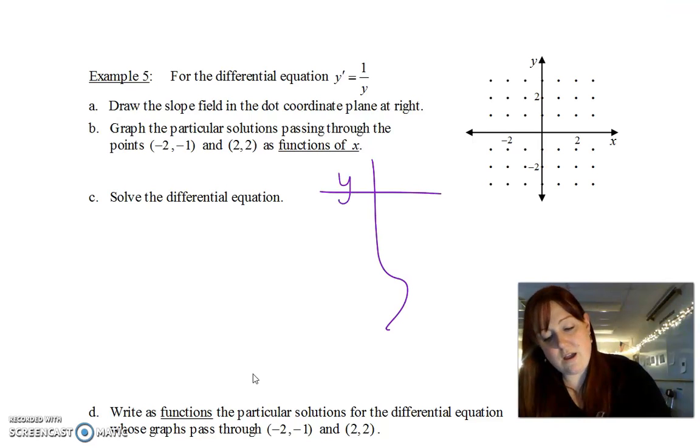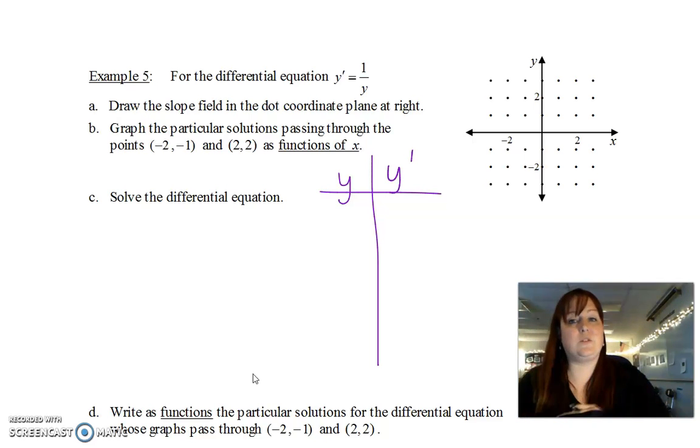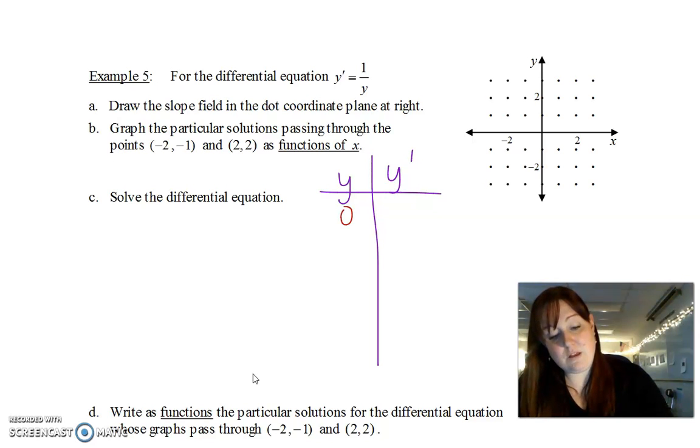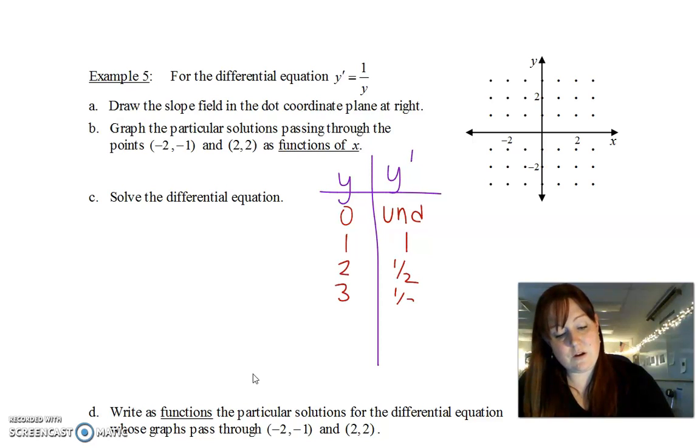Okay, so y and y prime, because this doesn't depend on x, right? It doesn't matter what x is, it only matters what y is. So when y is 0, y prime is undefined. When y is 1, y prime is 1. When y is 2, y prime is 1/2. When y is 3, y prime is 1/3. When y is negative 1, it's negative 1. When y is negative 2, it's negative 1/2. And when y is negative 3, we get negative 1/3.